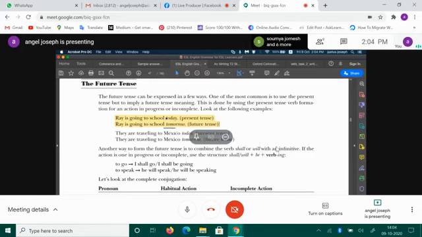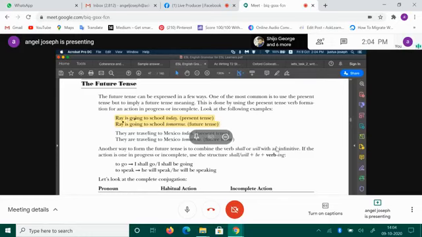Forget this word today. You can forget this word today. Just look at the rest of the sentence. Ray is going to school. Which tense is this? Ray is going to school. Present continuous. It is present continuous.